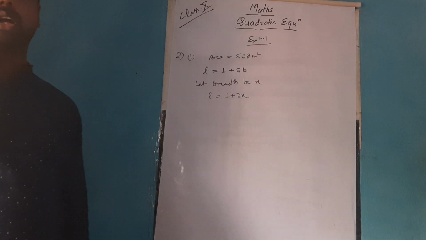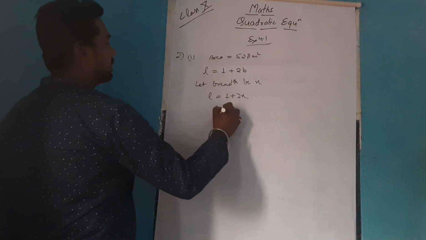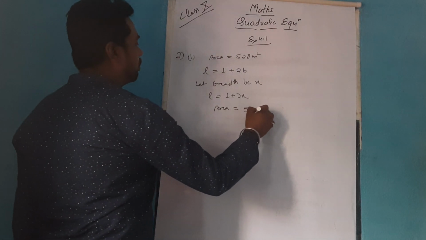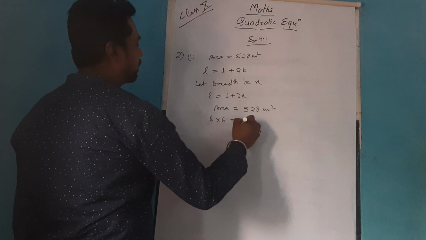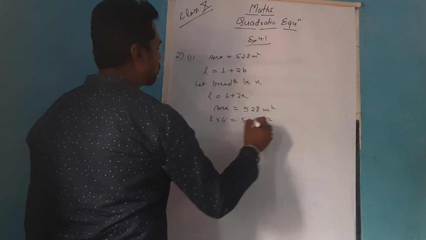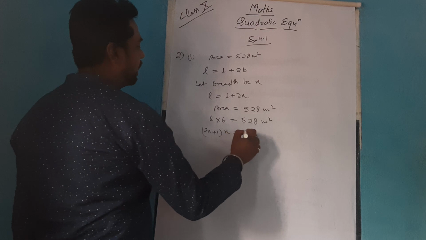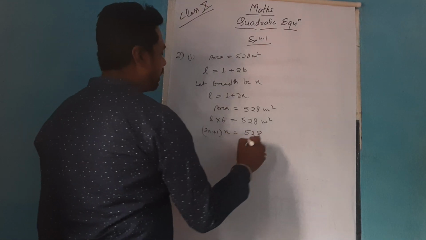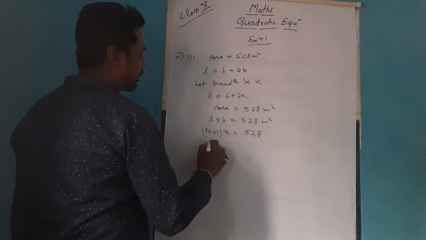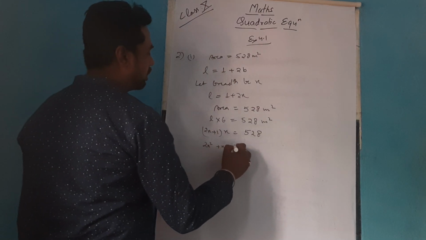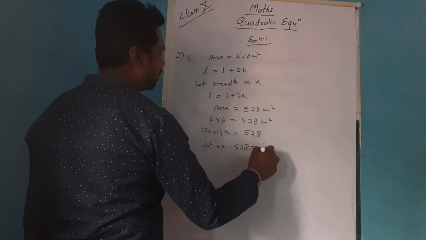As the length was 1 more than twice the breadth. So as you know, area is given as 528 meter square. So this becomes length into breadth equals 528 meter square. Length is 2x plus 1, breadth is x, so (2x plus 1) into x equals 528. Now we'll open the bracket: 2x into x is 2x square, plus x, minus 528 equals 0.